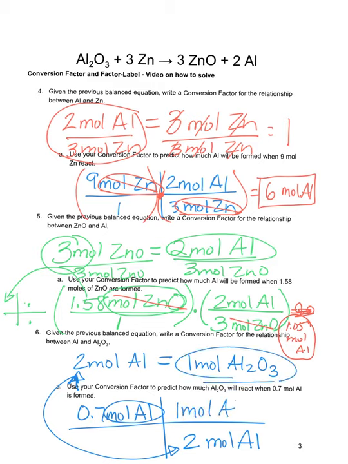1 mole. Because again, remember, I am just multiplying by 1, so I'm not changing the value at all. I'm changing the unit. So moles of aluminum cancels with moles of aluminum, and I get 0.35 moles of Al2O3. And that is my answer. So that's how you do that with conversion factors, or the factor label method.